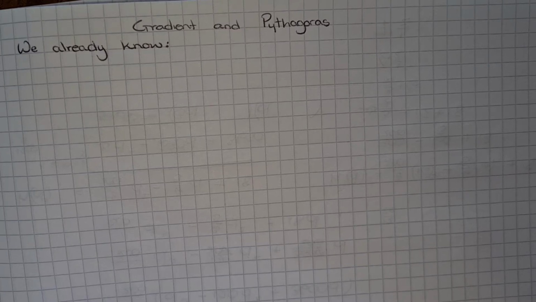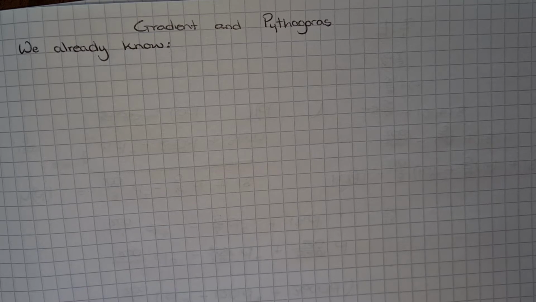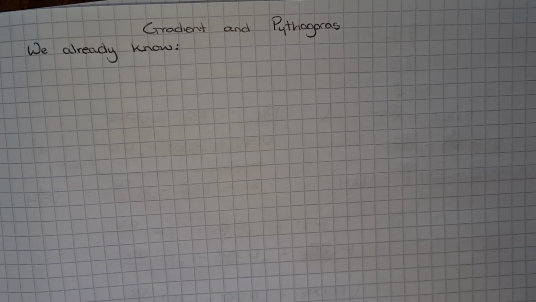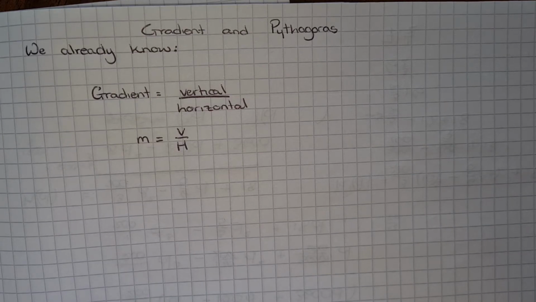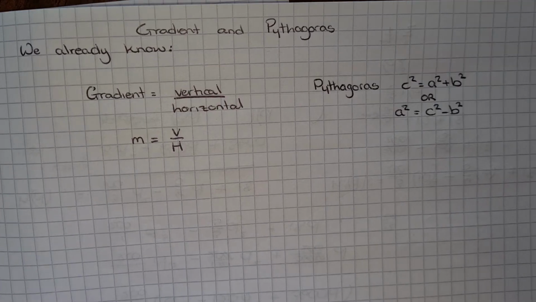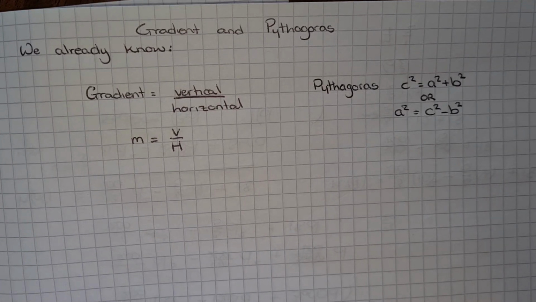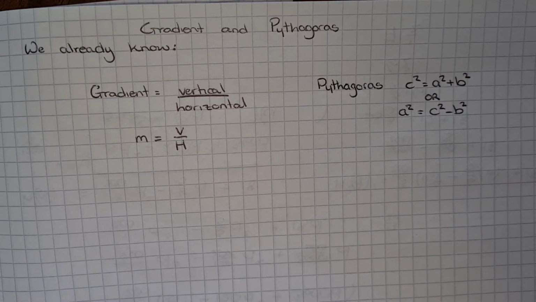In National 5, we sometimes need to use two techniques to help us answer questions. So today we're going to look at gradient questions that also involve Pythagoras. We already know that the gradient can be found by doing the vertical length over the horizontal length, and we also know that Pythagoras' theorem is c squared equals a squared plus b squared, or a squared equals c squared, take away b squared, if you're trying to find a shorter side of a triangle.